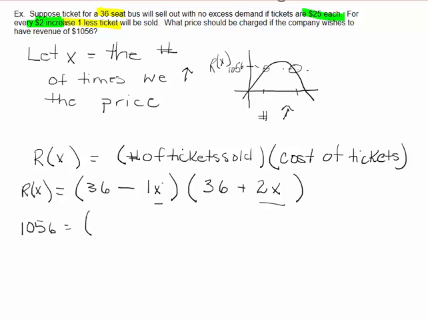So when we first expand, I'm going to do my x's first. -1 times +2 gives me -2x squared. And then here, -1x times 36 is -36x. And then I'll multiply my 36 by 2, which is 72x. And 36 times 36 will give me 900.